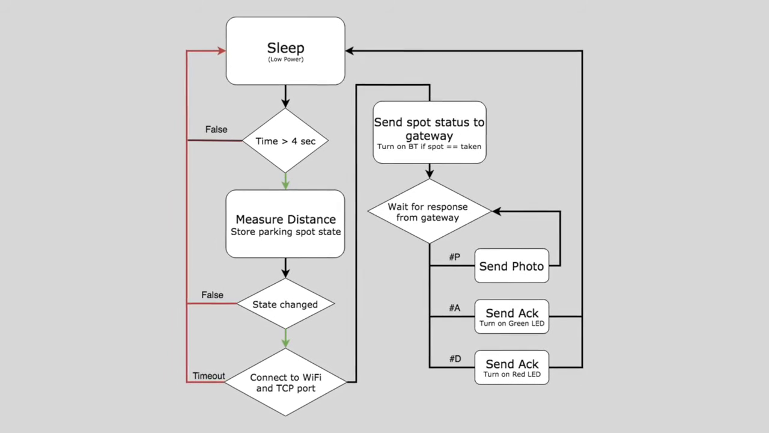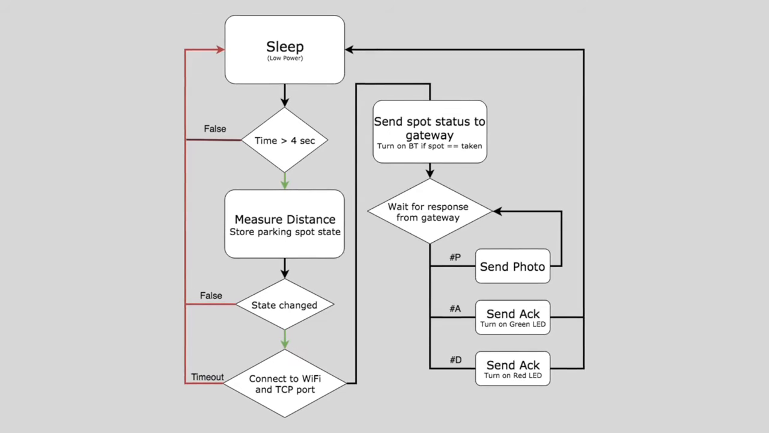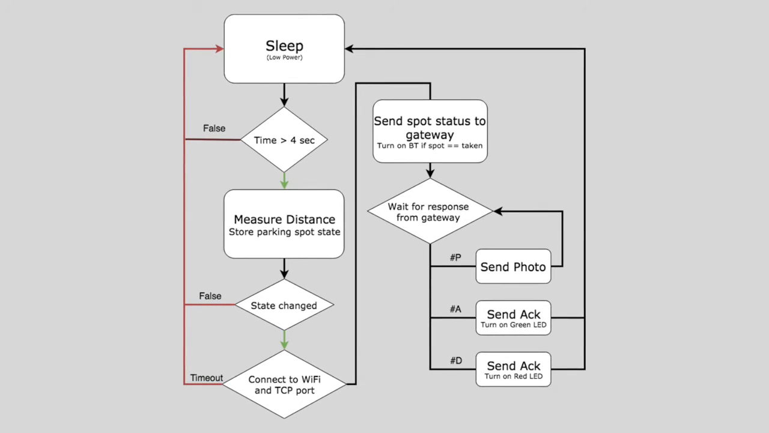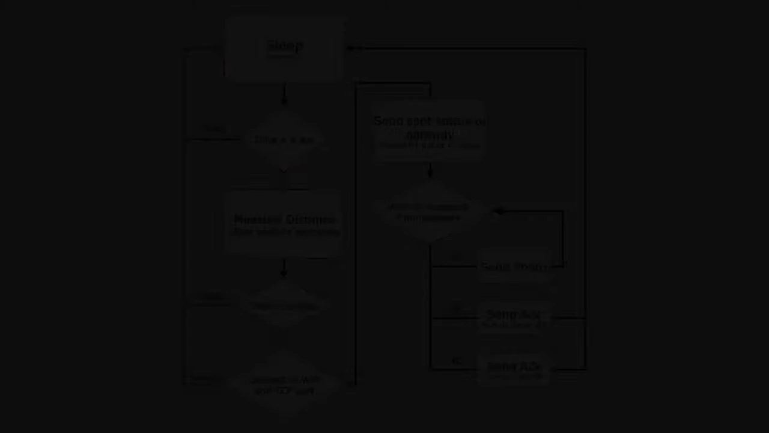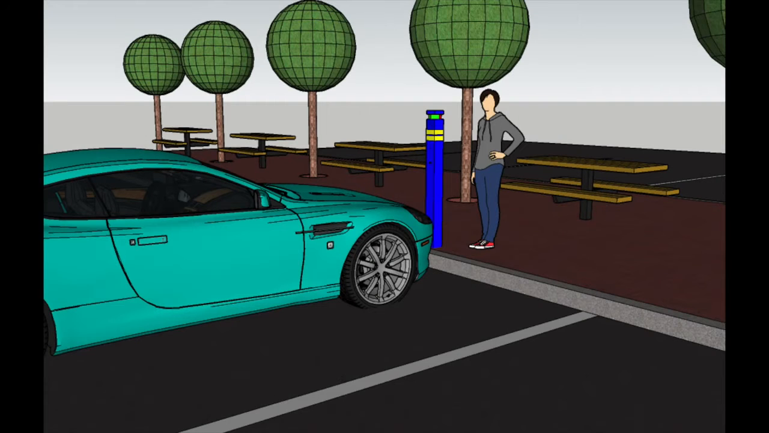The gateway can then send a variety of messages, such as to take a picture, authorize a spot, or deny a spot. Once it receives an authorization or deny command, the sensor box will display green or red LED patterns for 4 seconds before going to sleep.